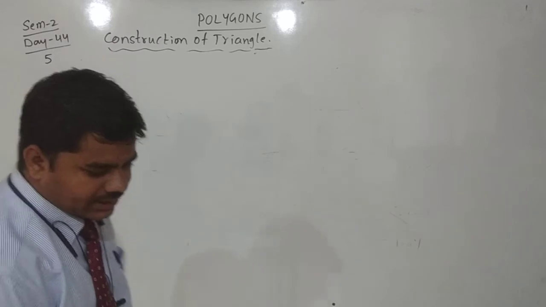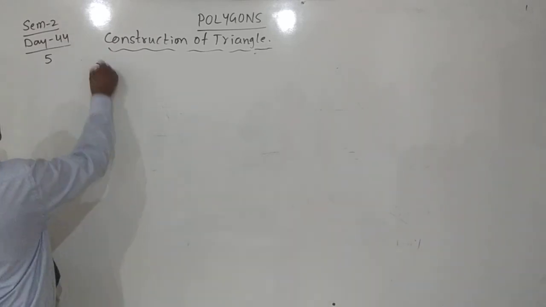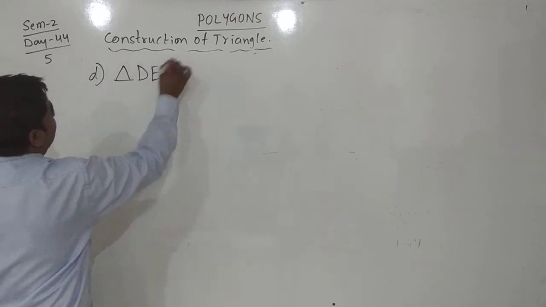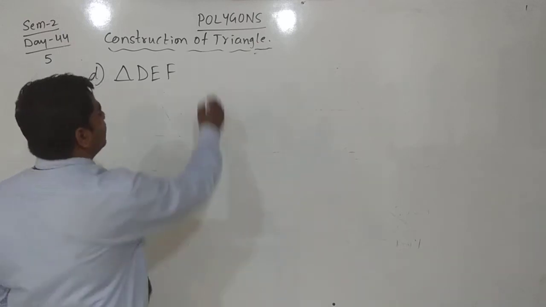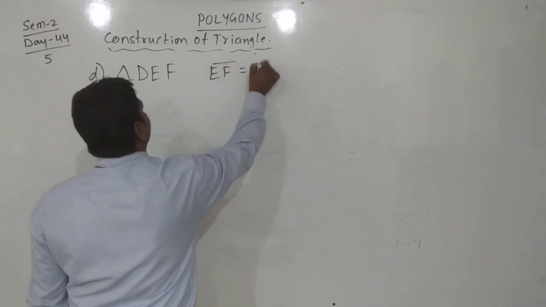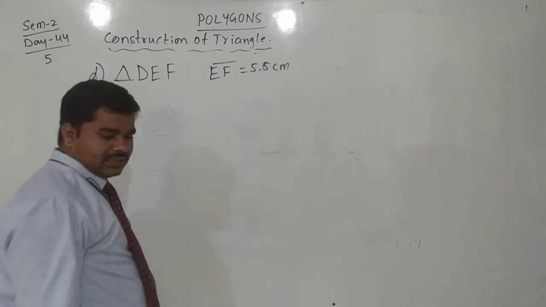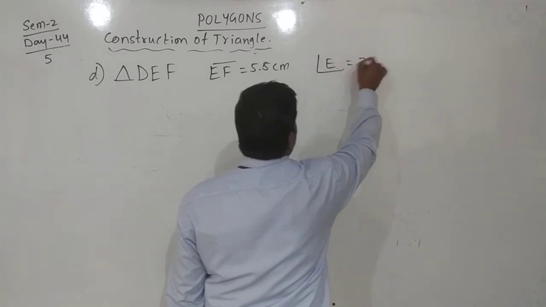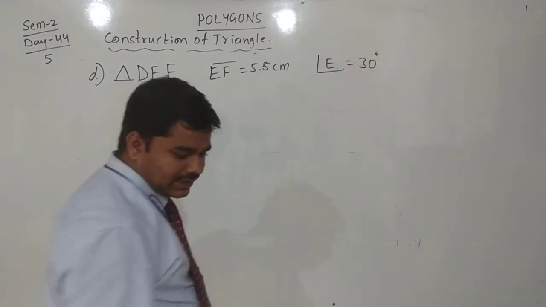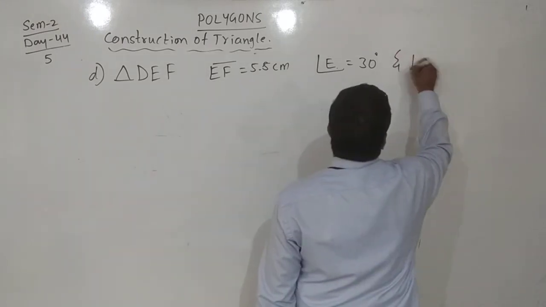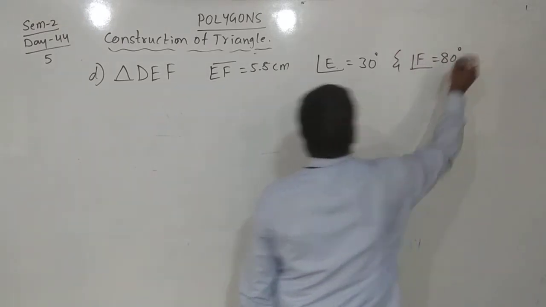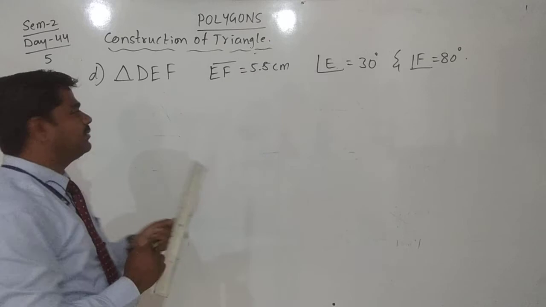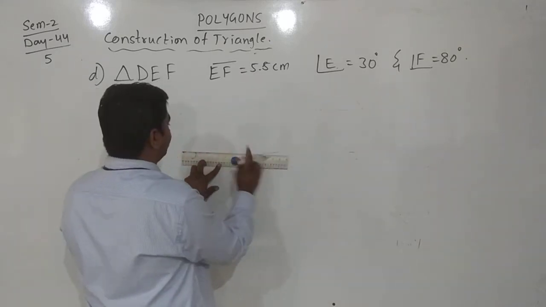Two angles are given. D question. From first main D question, triangle DEF. In this, the line segment EF is equal to 5.5 centimeter. Next, angle E is equal to how many degree? 30 degree. Angle E is 30 degree. Angle F is 80 degree. Then we can construct a triangle. First you take measurement of 5.5 centimeter. Draw EF line segment. EF 5.5.